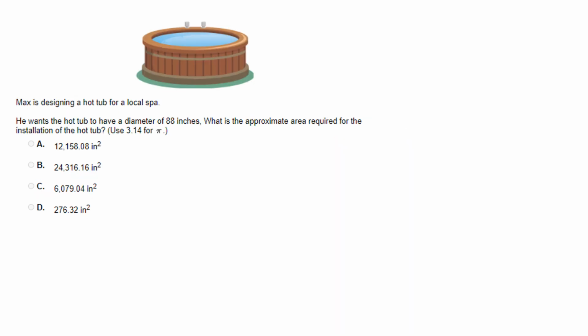Max is designing a hot tub for a local spa. He wants the hot tub to have a diameter of 88 inches. What is the approximate area required for the installation of the hot tub? Well, I know the diameter goes all the way across. I only want to look at halfway because of it being the radius. So 88 divided by 2 is 44. So my radius is 44.